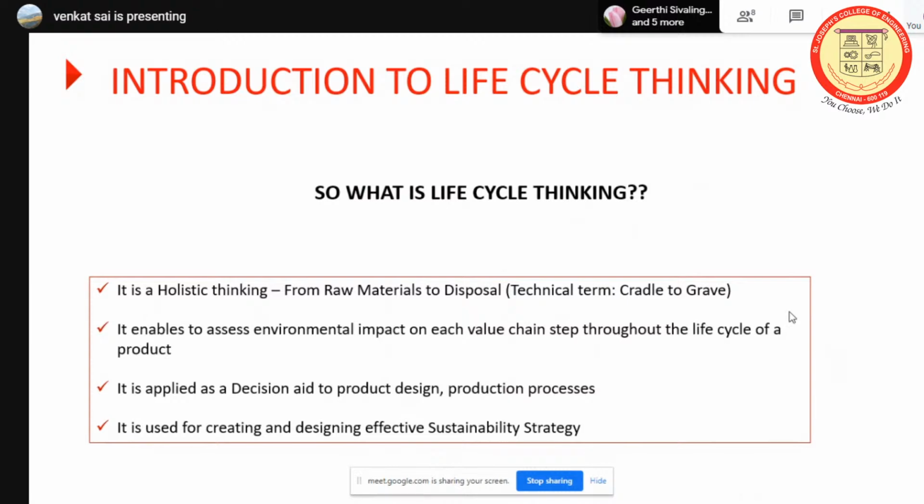I know, for example, now in your bachelor's degree program, you are also looking at chemical process industries. Here, this is a concept that is applied to understand the different processes and then to optimize and become more efficient. This is then a decision aid tool. And of course, as you progress more in your career, it is also used for creating and designing effective sustainability strategies.